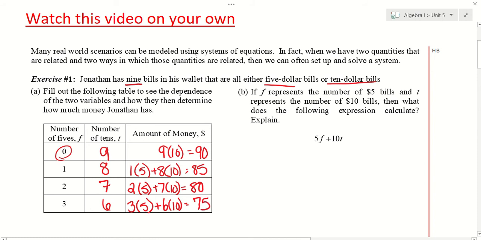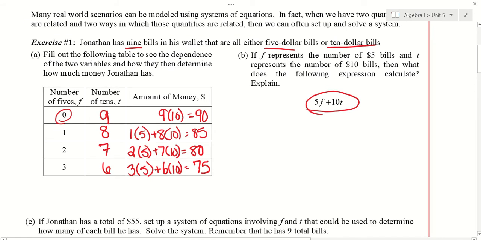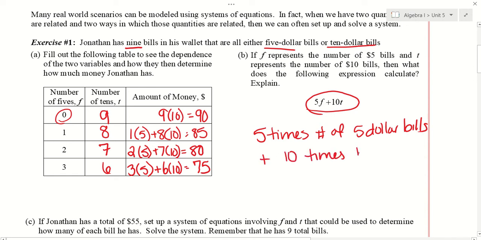So the question says, if F represents the number of $5 bills and T represents the number of $10 bills, then what does the following expression calculate? So right here, what would you say this stands for if you were to read it out loud to somebody and express it in words? I see 5 times F. What's F stand for? Number of $5 bills plus 10 times number of $10 bills. And what does that expression give us? How much money he has.